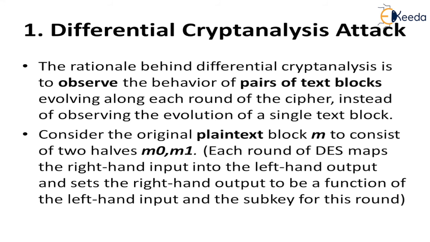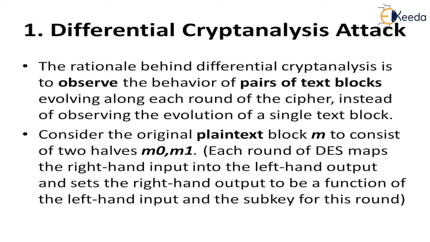The rationale behind differential cryptanalysis is to observe the behavior of pairs of text blocks. So this is all about the differential: it is about pairs of text blocks evolving along each round of the cipher, instead of observing the evolution of a single text block. Now consider the original plain text block M to consist of two halves M0 and M1.